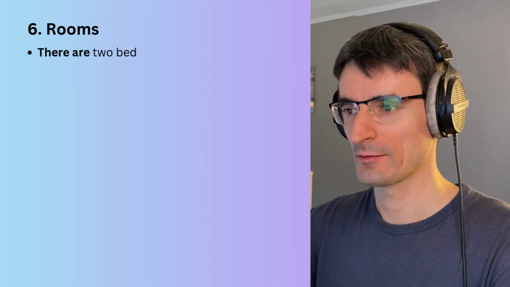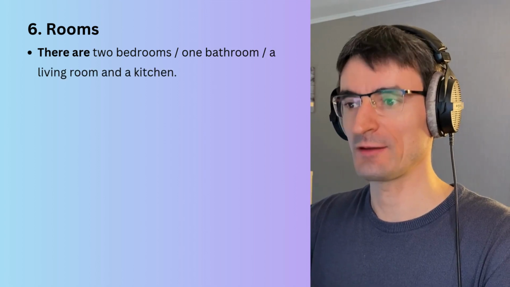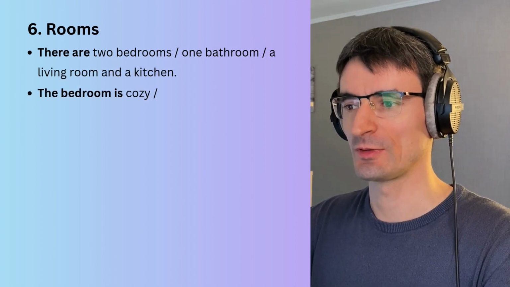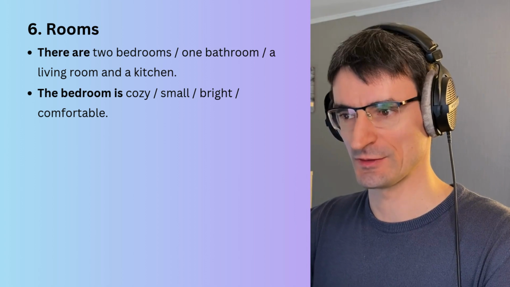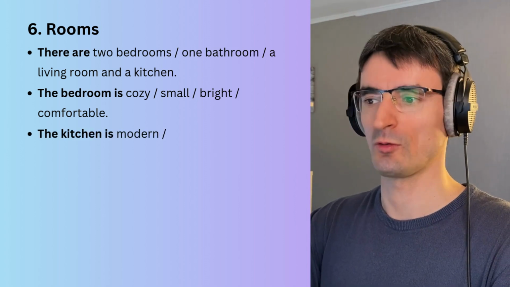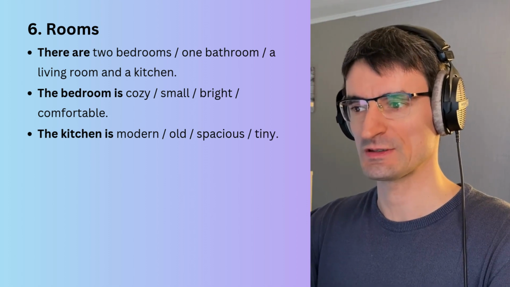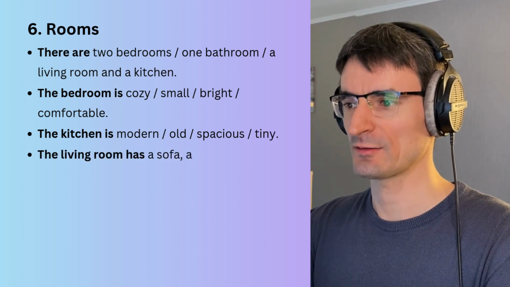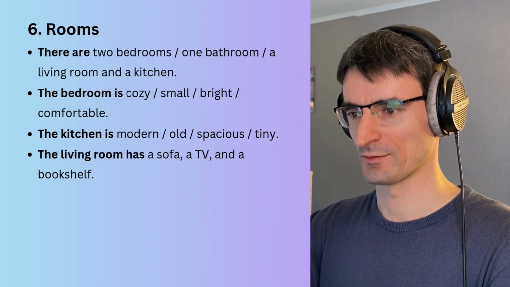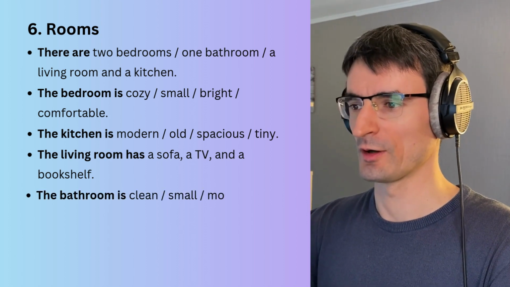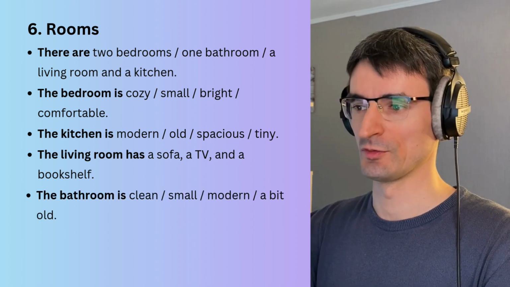Now let's add some words about the rooms. There are 2 bedrooms, 1 bathroom, a living room and a kitchen. The bedroom is cozy, small, bright and comfortable. The kitchen is modern or old or spacious or tiny. The living room has a sofa, a TV and a bookshelf. The bathroom is clean and modern or small and a bit old. How many rooms does your house have?